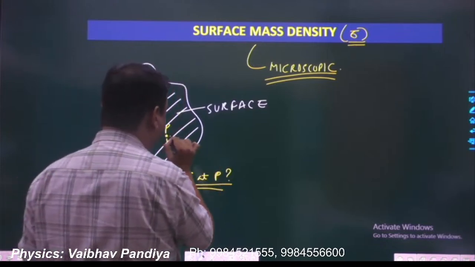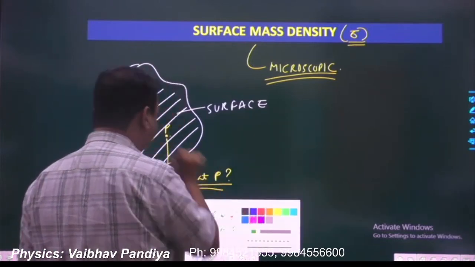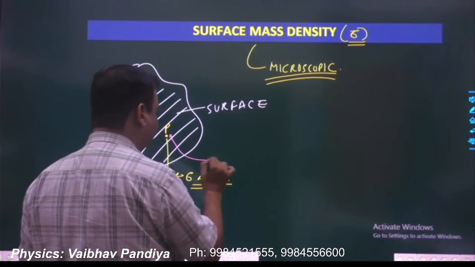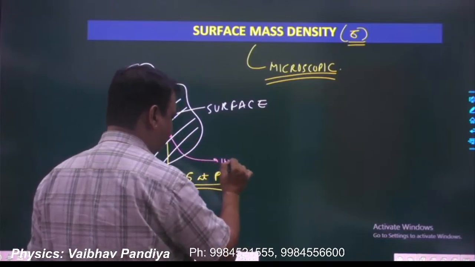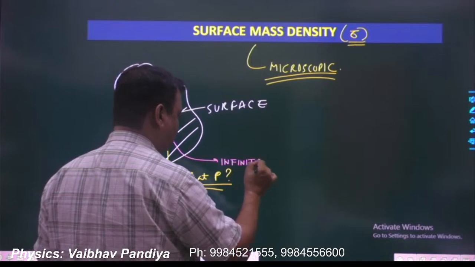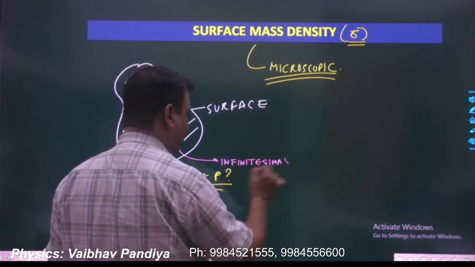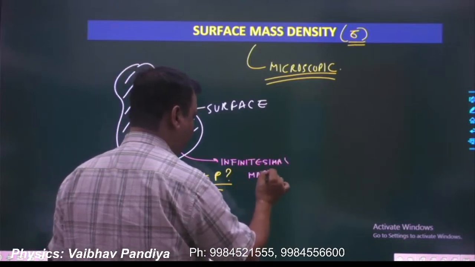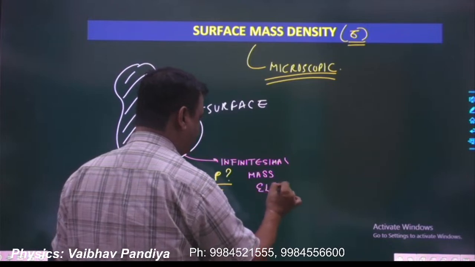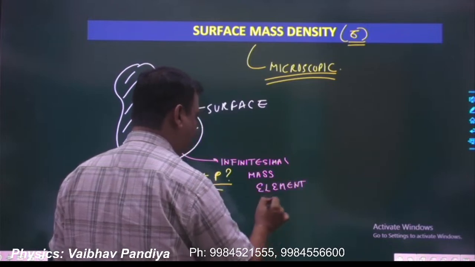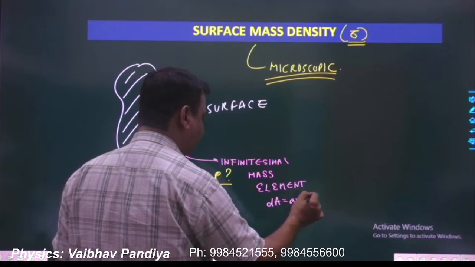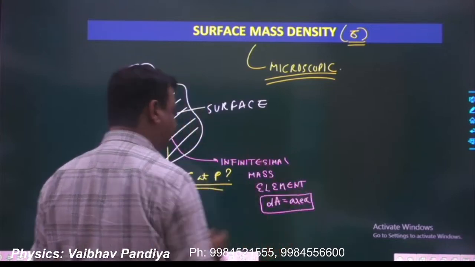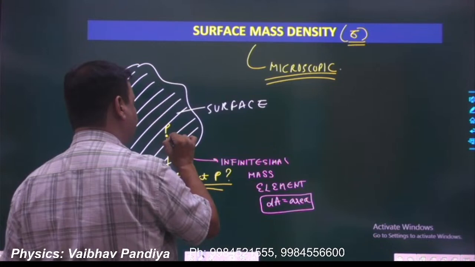I'm making a highly magnified figure. Suppose this is the infinitesimal mass element. This is the calculus element. Infinitesimal mass element, say of area dA. Like in the linear mass density, we were taking the length dl. In this case, you will take the area dA.